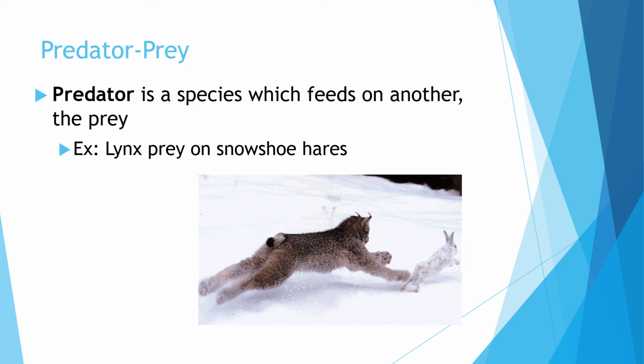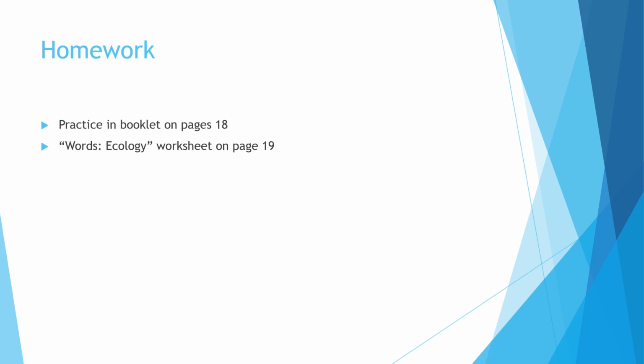Okay, and lastly, we have a predator-prey relationship. In this type of relationship, the predator is a species that feeds on another. The species being fed on is the prey. An example here would be the lynx preying on snowshoe hares. Like I said, all organisms play a role in an ecosystem or in the food web. In this case, the lynx's role would be to be the predator of the snowshoe hare, and the snowshoe hare's role would be to be the prey of the lynx. Okay, and you guys have a couple practice pages in your booklet. That is species interactions.